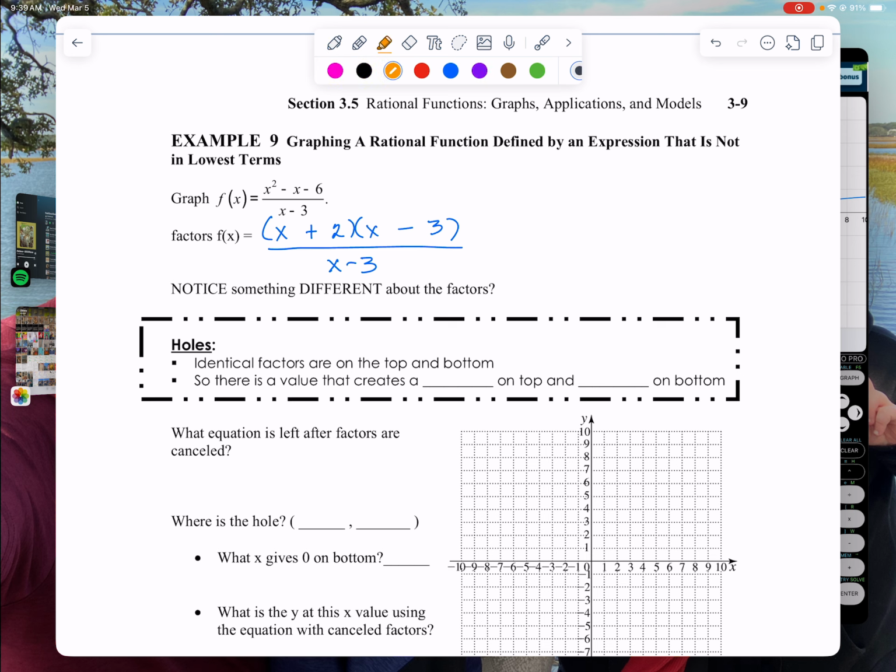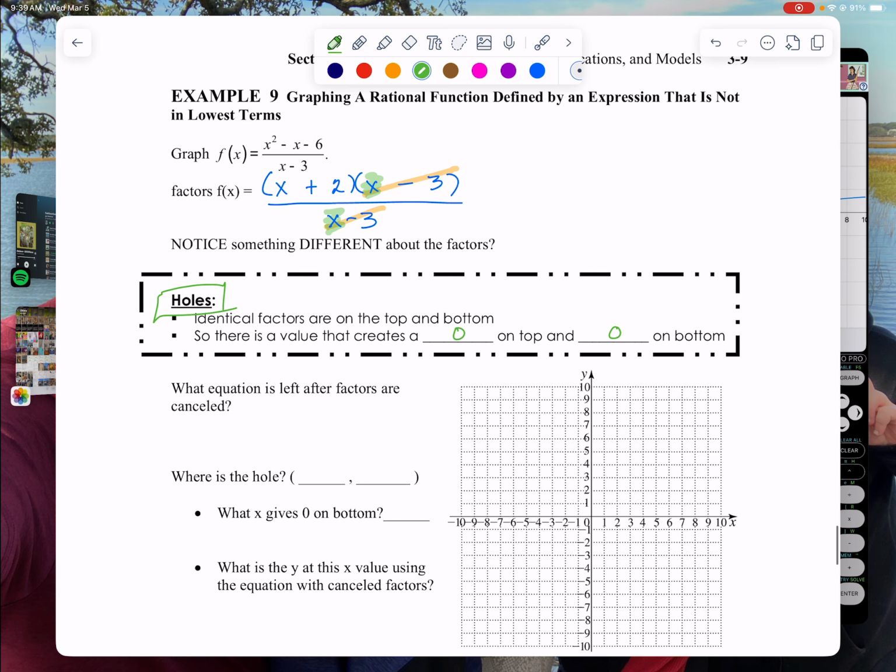So when you have factors that are the same on the top and the bottom, they cancel, which means there is a value that I could plug in right here. Whoops, sorry. I could plug that value right in for my x. That's going to give me a 0 on the top and a 0 on the bottom. Okay, when you have that, you have a hole in your graph. So how do you graph something with a hole in the graph? Well, first thing we're going to do is graph what's left after I cancel it.